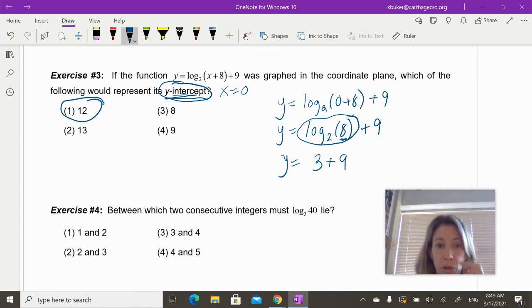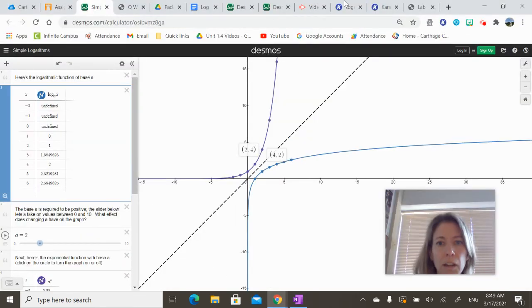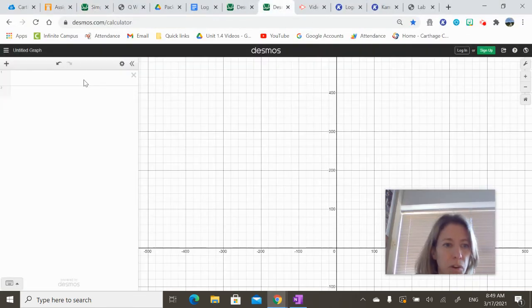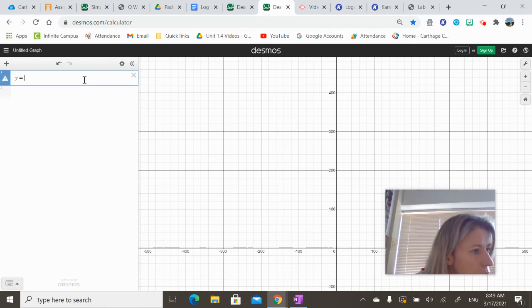Now, if you're totally confused by this, we could do it graphically, because on Desmos, it does allow you to change the base. So let me just show you that. If I go to a regular Desmos graphing, I can type in y equals, and I wanted to show you this.